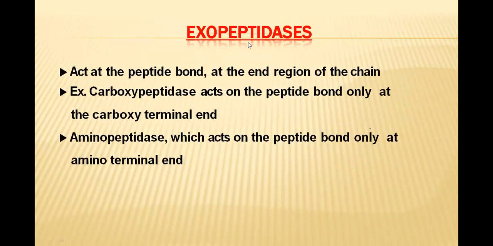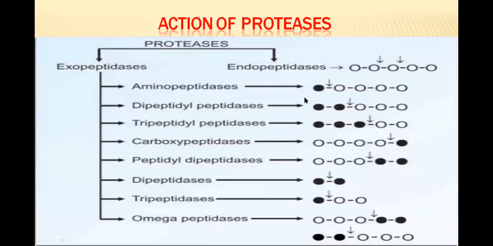And coming to exopeptidases, these act at the peptide bonds at the end region of the chain. For example, carboxypeptidases are examples of these exopeptidases. These carboxypeptidases act on the peptide bonds only at the carboxy terminal end. And another group, aminopeptidases, are also examples of exopeptidases. They cleave the peptides from the end region of the chain, and this end region will be the amino terminal end region.